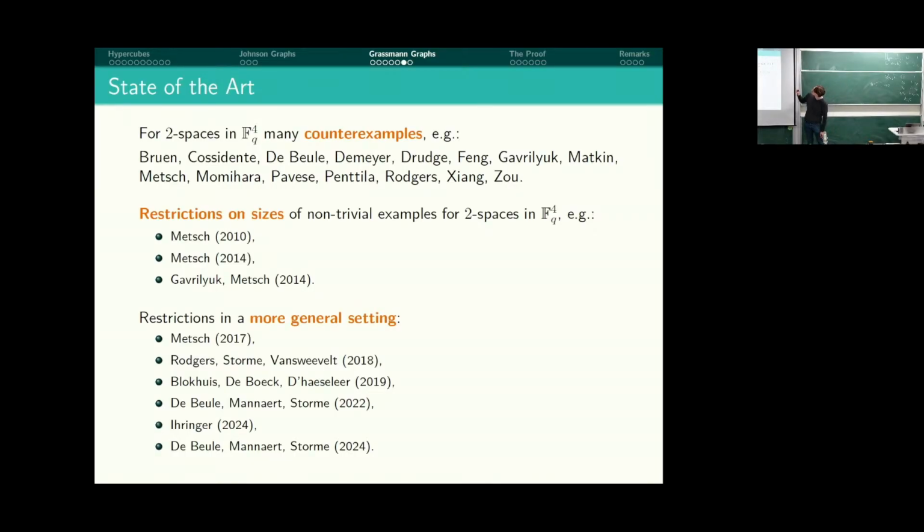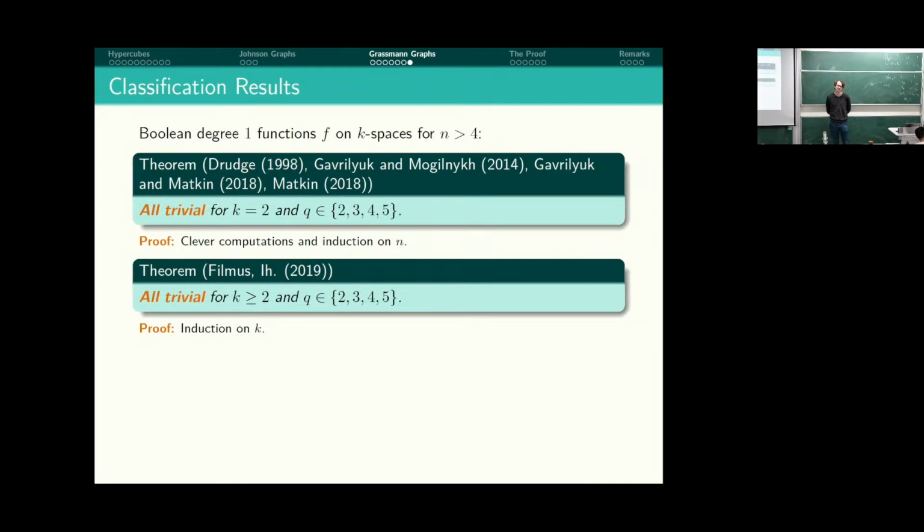Now, moving on, there are restrictions on the possible sizes for such examples, and there are also several results in a more general setting, where you go to general n or general n and k. But you can see that people are stuck in the four-dimensional case a lot. Okay, so what do we know about general n? Now I'm wondering about my pacing. Maybe I'm too fast. You can interrupt me if you have questions, please.